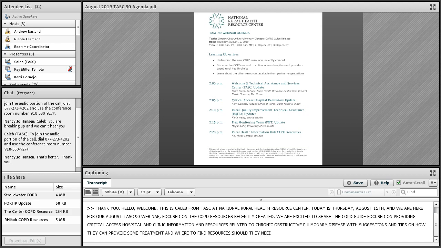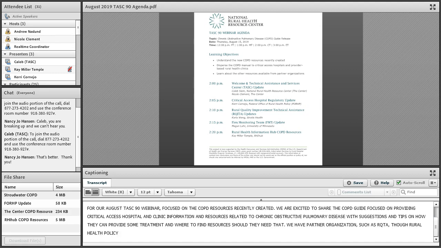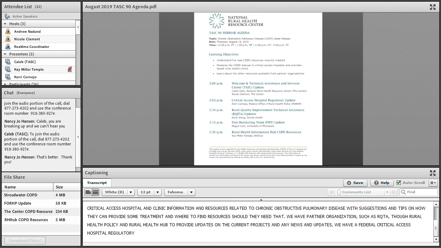We have partner organizations such as ARCITA, the Flex Monitoring Team, the Federal Office of Rural Health Policy, and Rural Health Information Hub to provide updates on current projects and any news and updates. We have the Critical Access Hospital Regulatory Update from Carrie Cornejo from the Federal Office of Rural Health Policy. But we'll get started with an update on the Tasc happenings from Nicole Clement from the center.